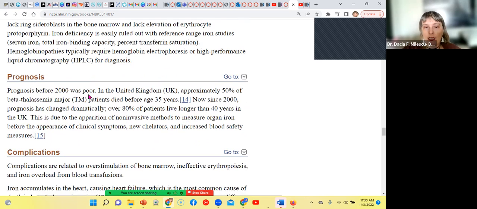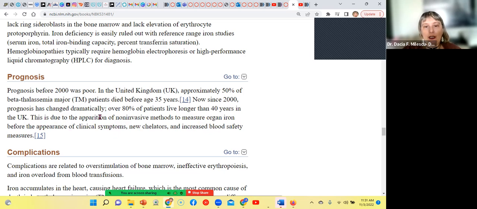Prognosis was poor before the year 2000, when approximately 50% of beta thalassemia major patients died before age 35. Okay, but since 2000, the prognosis has changed, where 80% of patients live longer than 40 years in the UK. This is due to the appearance of non-invasive methods to measure organ iron before the appearance of clinical symptoms, chelation therapy, and increased blood safety measures.